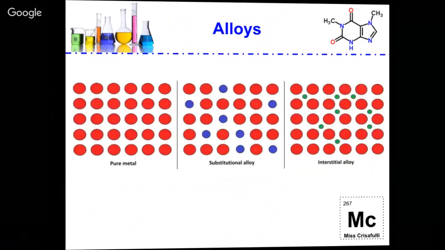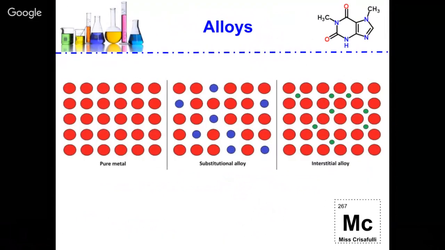So if we were to compare these three, if we were looking at a pure metal on the left, notice that all of the atoms are the same in that picture. In a substitutional alloy, some of these blue spheres got switched in for some of the red spheres, and interstitial alloys are for when you have elements that are smaller in size, and they will fit in the little spaces in between the metal atoms.